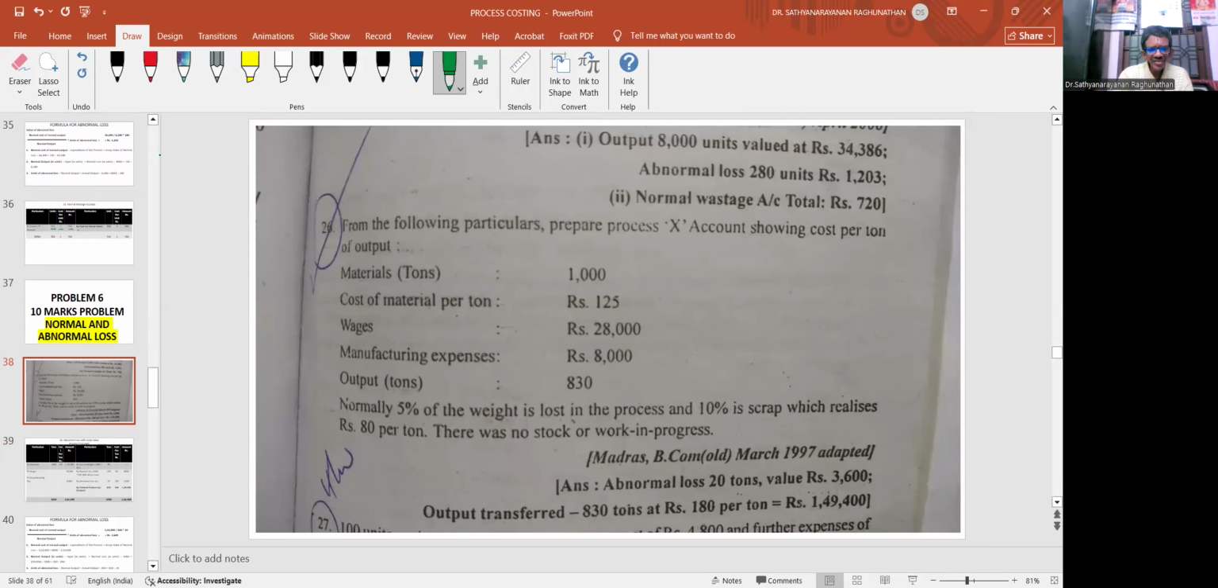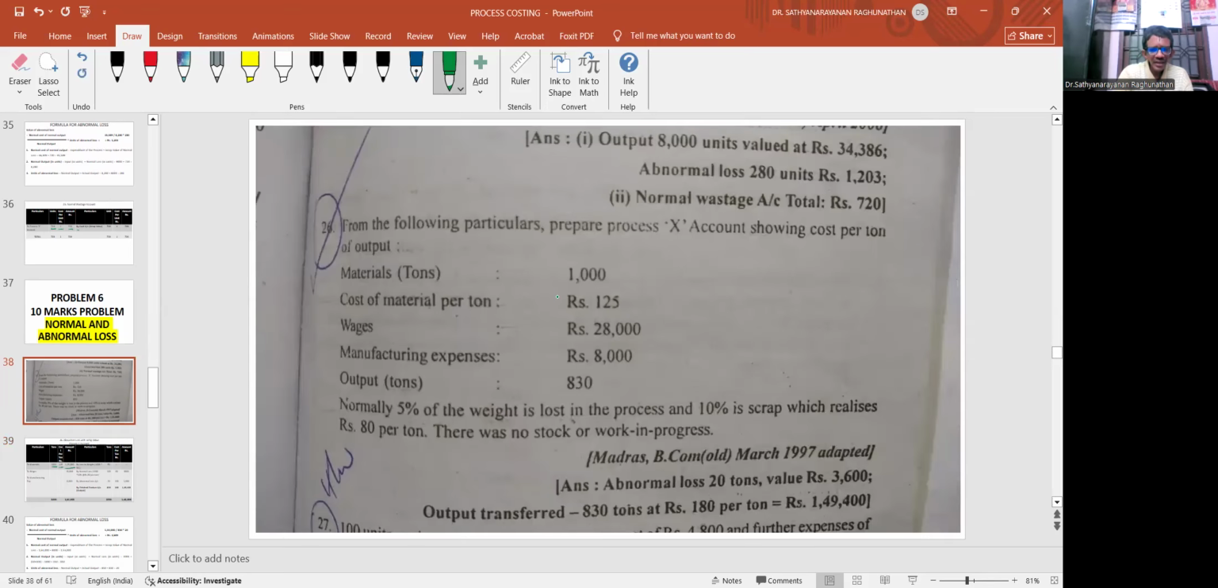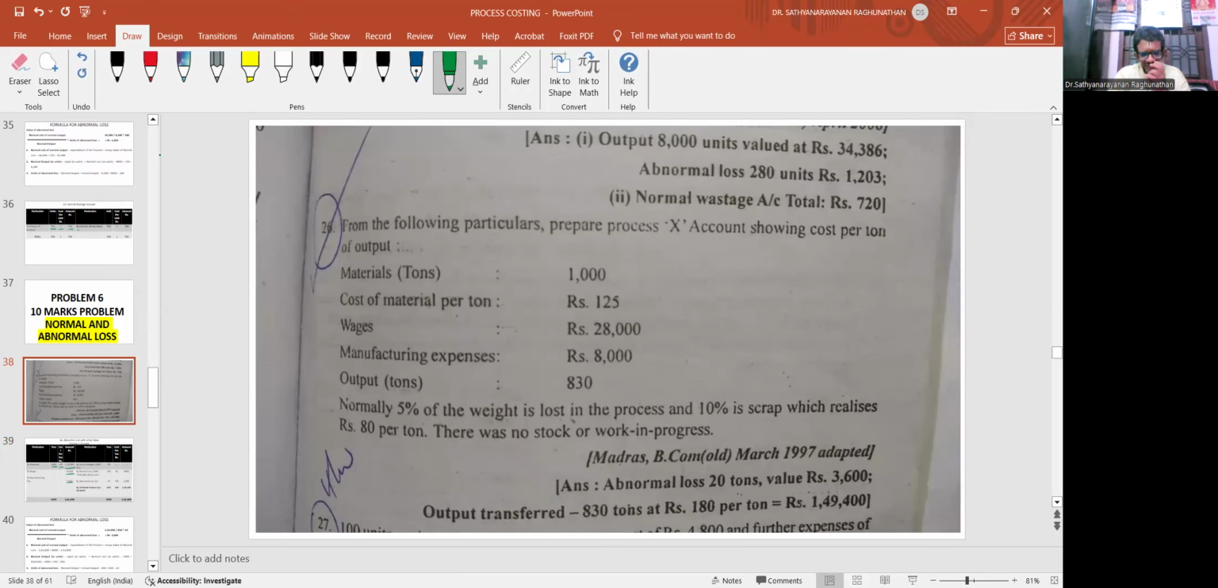Now, to materials in tons, that is input, 1000. Cost per ton, 125. 1000 into 125, 1,25,000. And then to wages, 28,000 in the amount column. To manufacturing expenses, 8,000 in the amount column. So I think the debit side working got over. Output in tons means that is the finished stock units. Output tons 830 is nothing but finished stock units.